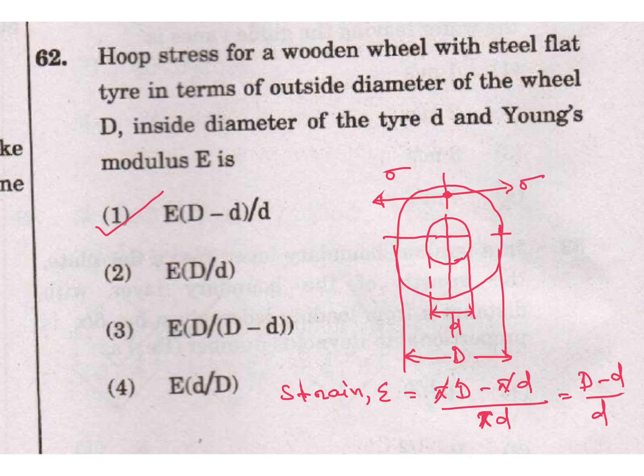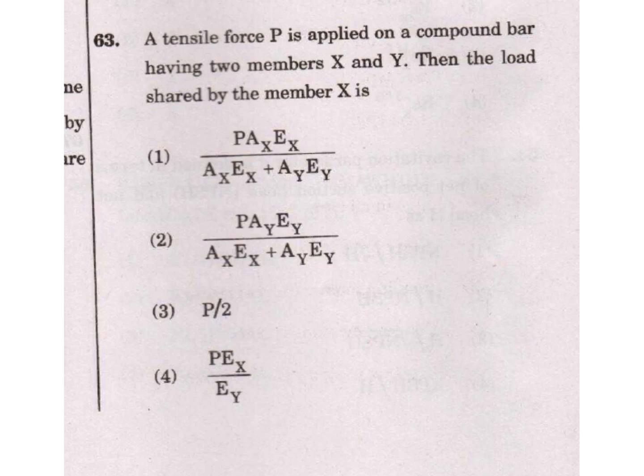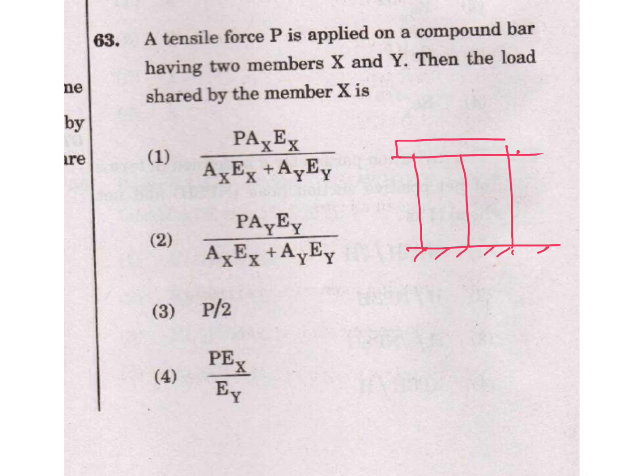Option 1 is our answer. Next question: a tensile force P is applied on a compound bar having two members X and Y, then the load shared by the member X is how much? So, a compound bar with a single load. The load P is applied here, and there are two bars, this is X and this side is Y. X and Y, two bars are there, P is the load. So this is a compound bar.